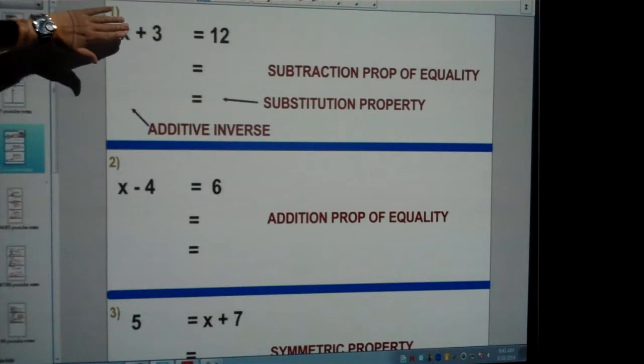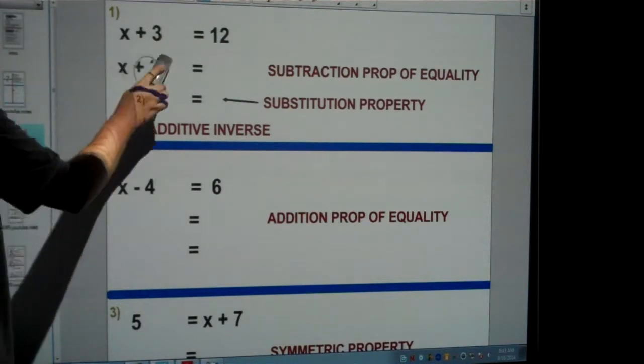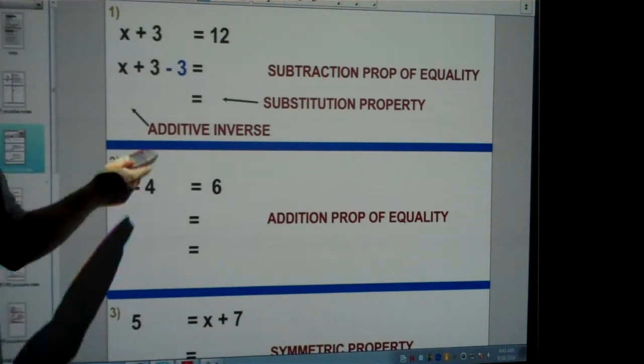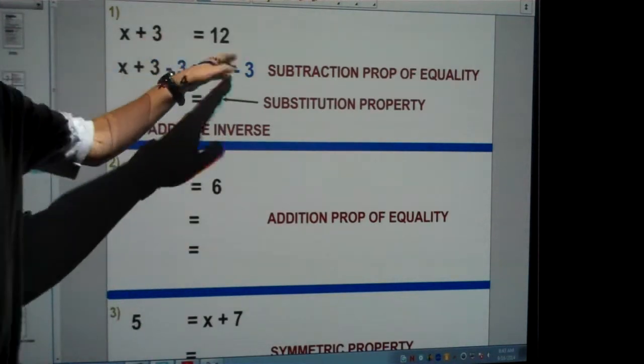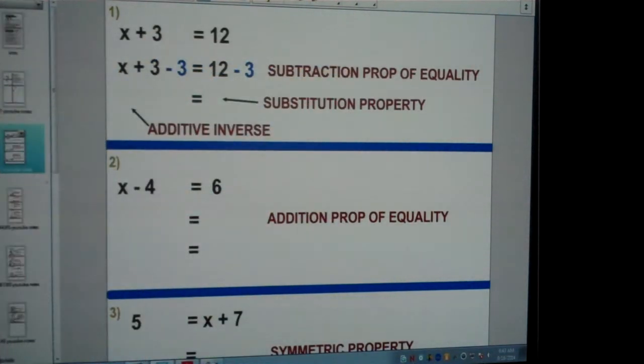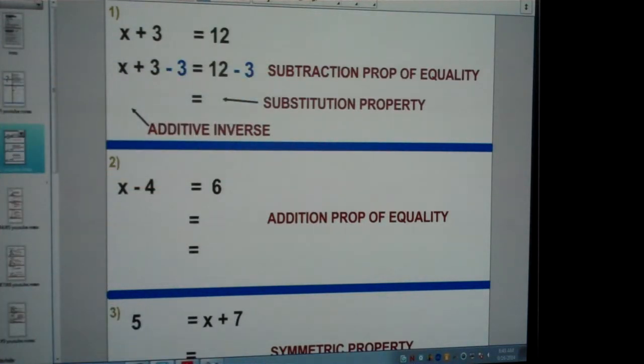So we're trying to get x by itself. I'm adding 3 here, so I want to undo that operation, so I do the inverse. So the opposite of adding 3 is to subtract 3. Now if I subtract 3, I also have to subtract 3 from the other side. And when we do something to the same side, that's called the property of equality. As I was subtracting here, that's called the subtraction property of equality.